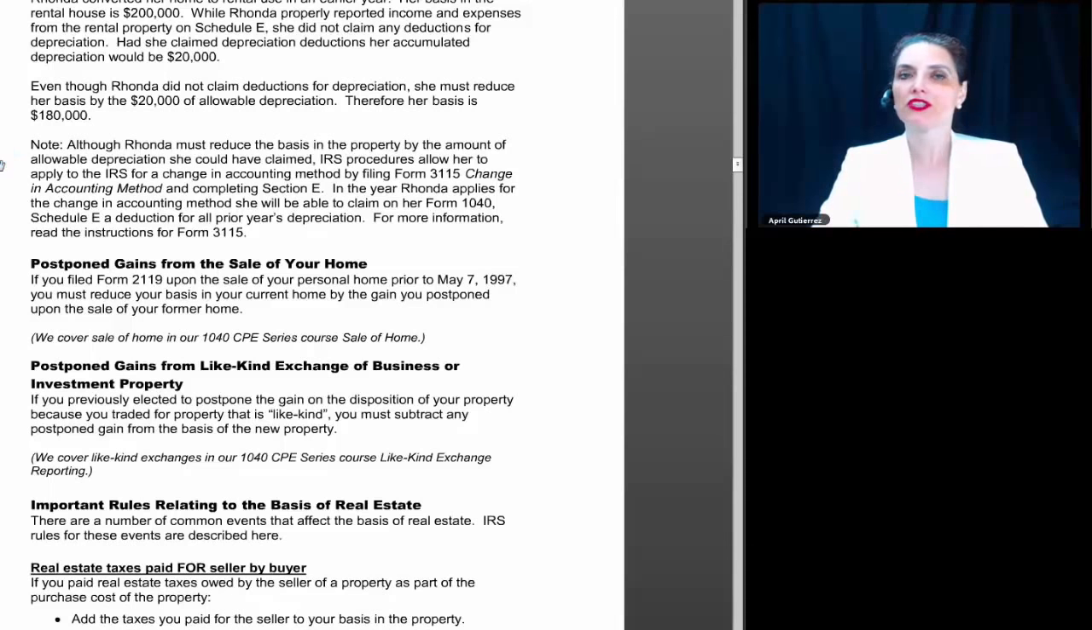You should note that although Rhonda must reduce the basis of the property by the amount of allowable depreciation she could have claimed but didn't, there are some IRS procedures that allow her to apply to the IRS for a change in accounting method by filing Form 3115, Change in Accounting Method, and then completing Section E. In the year Rhonda applies for the change in accounting method, she will be able to claim on her Form 1040, Schedule E, a deduction for all the prior years' depreciation. And for more information on this topic, read the instructions for Form 3115.